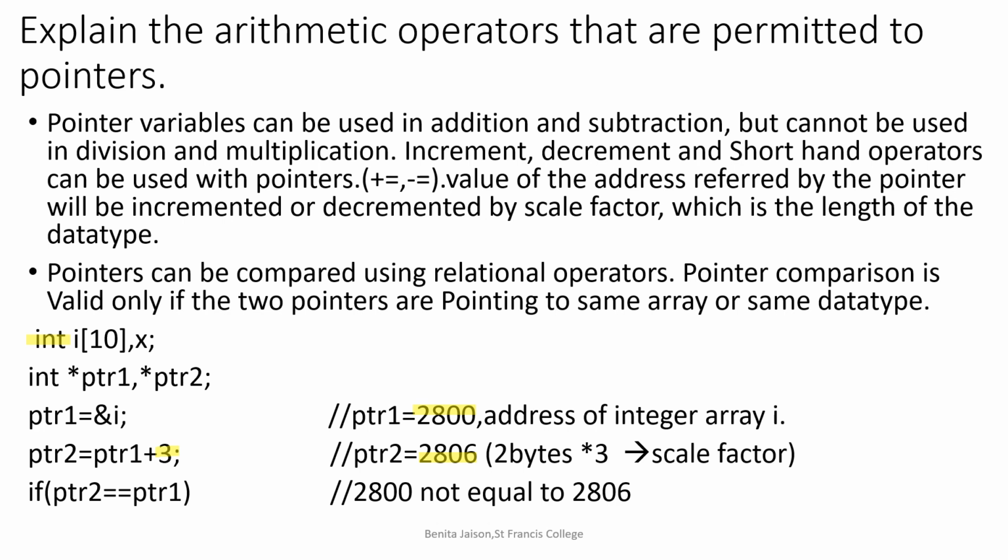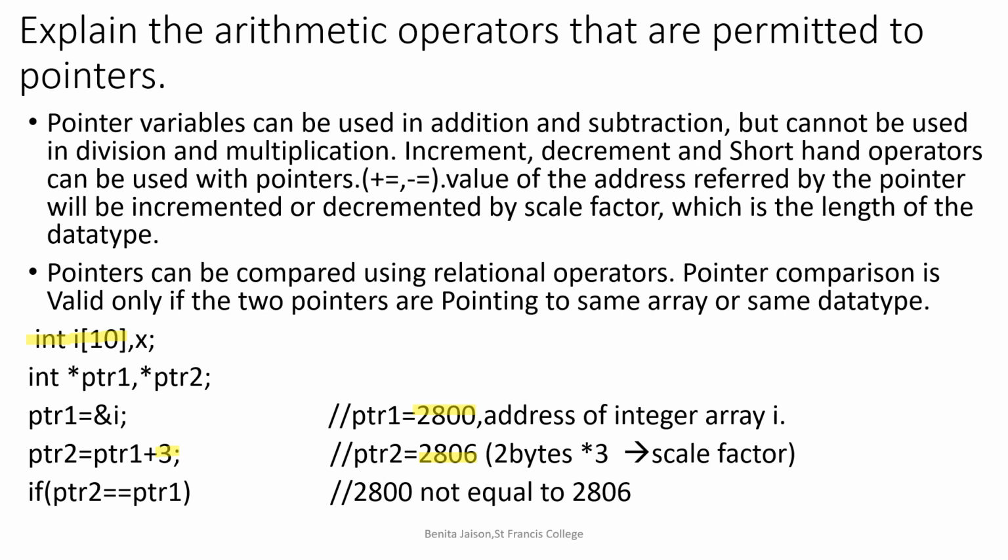Now if you want to compare the two pointers, as we know that these two pointers are of the same data type and pointing to the same array called I, we can compare these two pointers, ptr1 and ptr2.